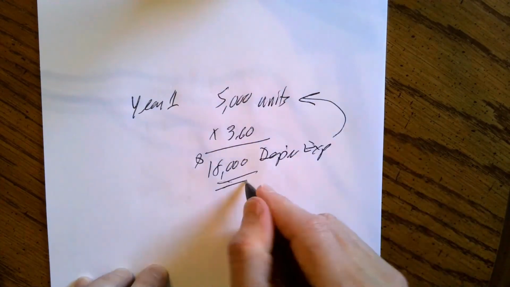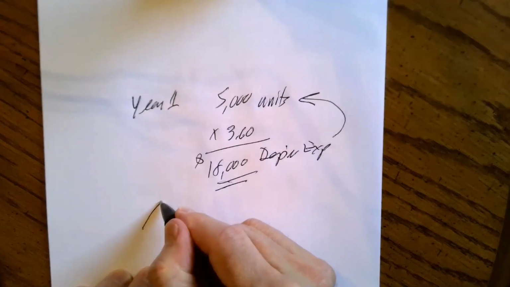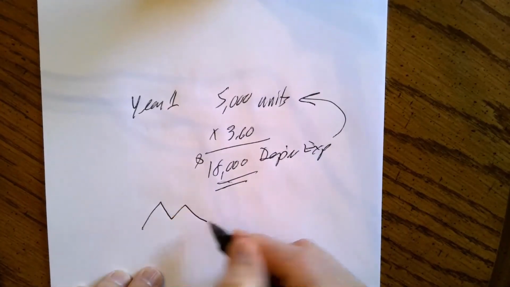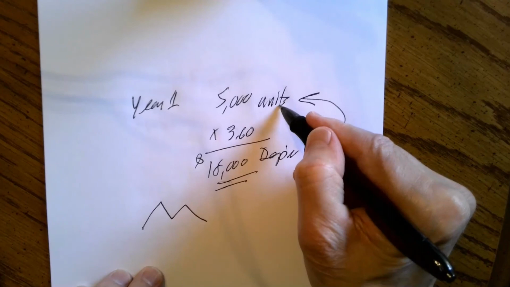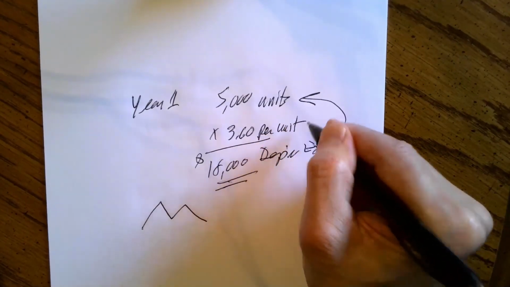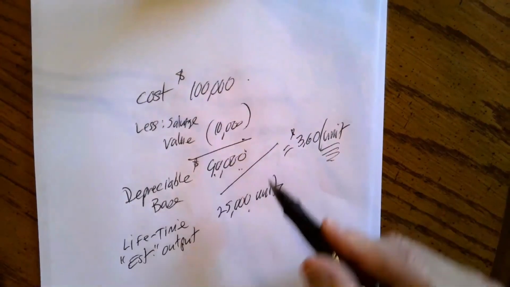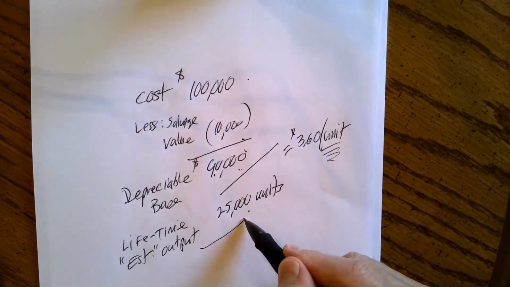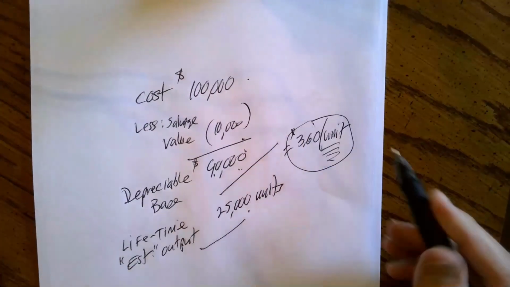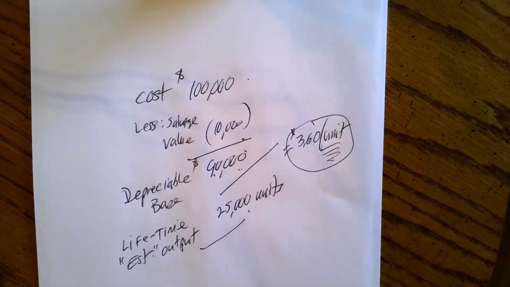So the depreciation expense per year can vary based on how much was produced in the year. It could go up and down based on units of production times that per unit calculation after taking into account salvage value and lifetime output. Usage based, not time based.